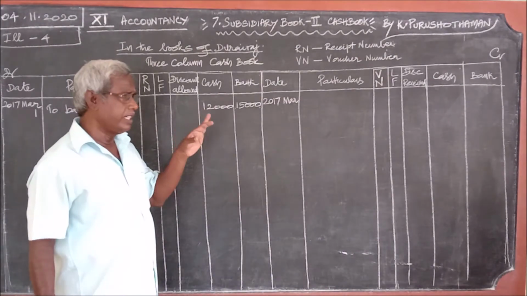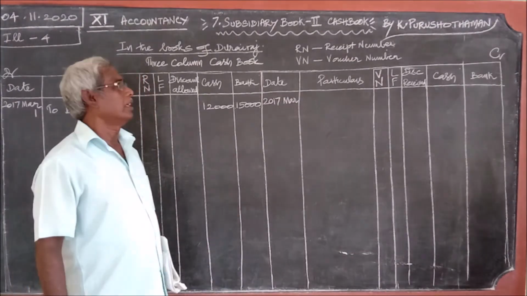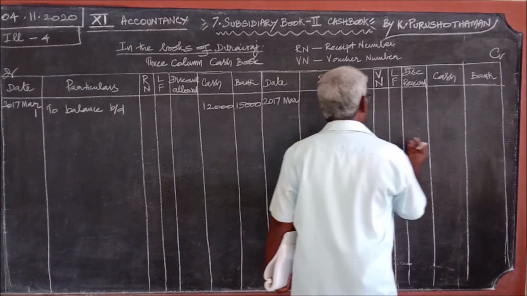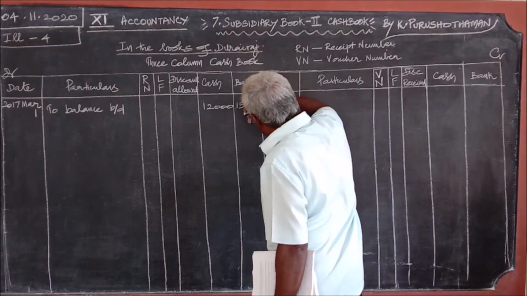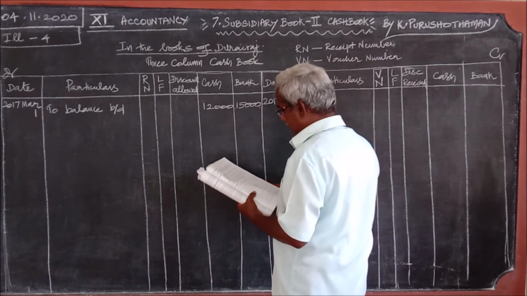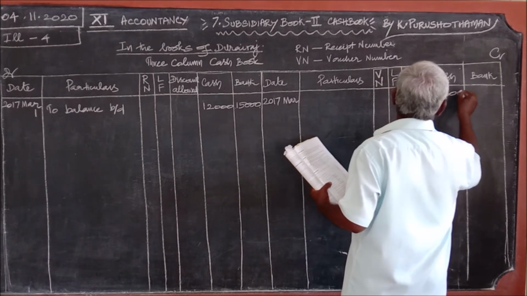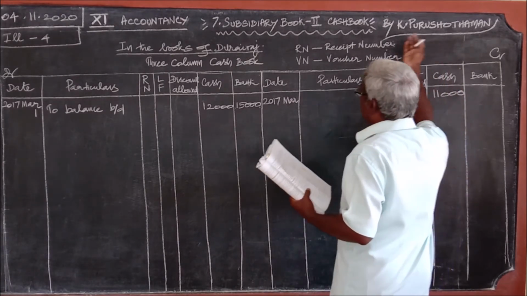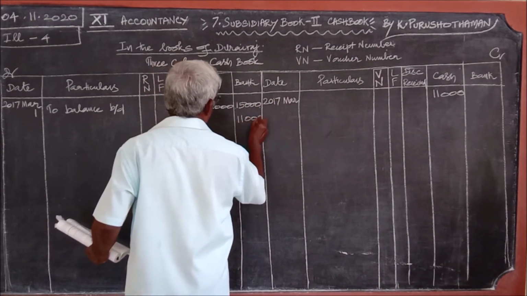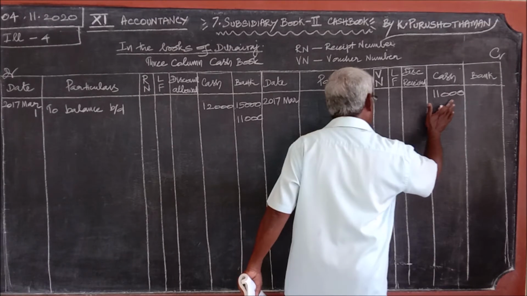Here it is treated differently. How is it treated differently? When cash is paid into bank, the cash goes out and it comes into the bank. That is the thing. When cash is paid into bank, 11,000 goes out, cash goes out. When money is deposited into the bank, cash goes out and it comes into the bank. This is the different treatment. In double column, we pass only this one entry.